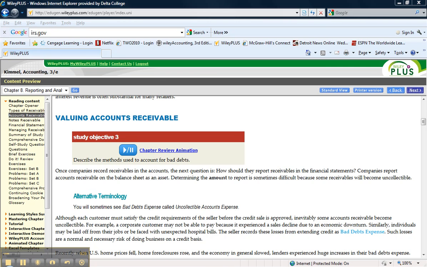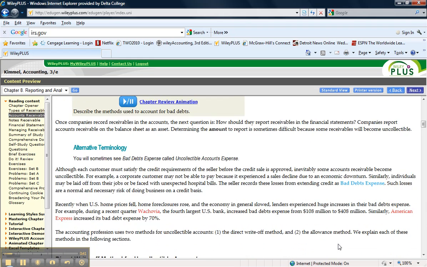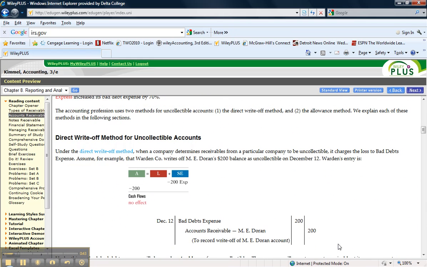So what we're going to do in study objective 3 is learn how to record an expense called bad debt expense. This expense will offset any revenue that we've recorded for amounts that we never collect. All right, there's a couple different methods that this study objective is going to get at. One is good, one is bad.